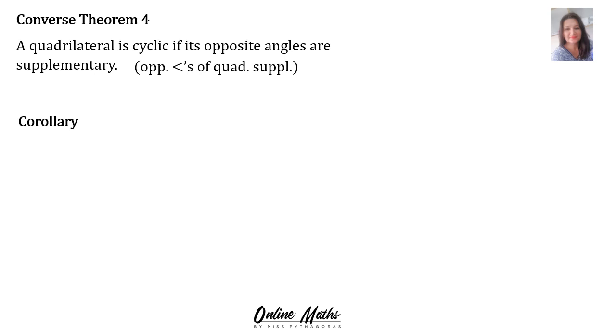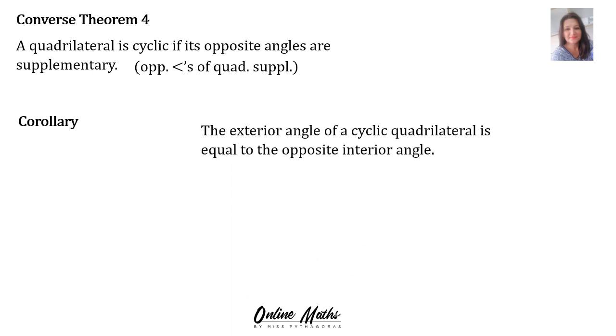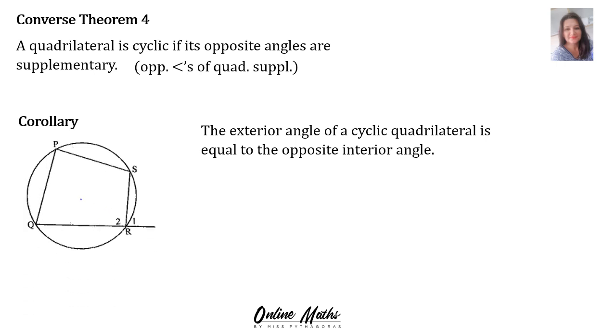Then there's also a corollary which states that the exterior angle of a cyclic quadrilateral is equal to the opposite interior angle. And that means that R1 is equal to angle P. And the short for that one: exterior angle of cyclic quad.